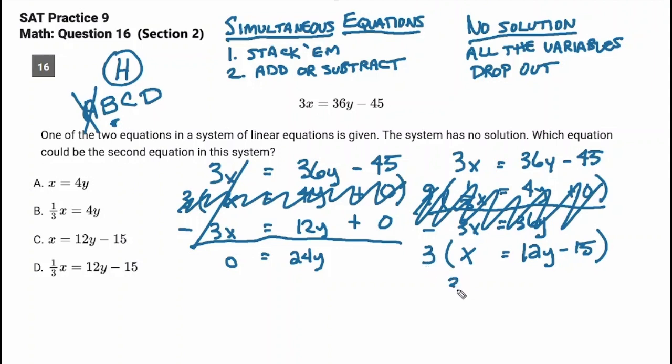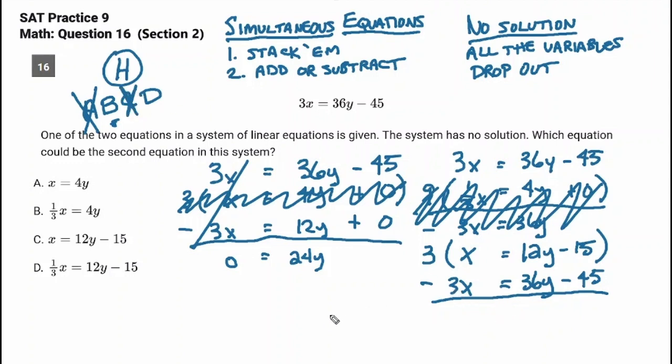So it's 3x equals 3 times 12, 36y, and then 3 times negative 15 is negative 45. Okay, so now think about this. When you add or subtract them, what's going to happen? Are all the variables going to go away? Yeah, I guess if you think about it that way, they are, but take a second look. This is the same equation. So if it's the same equation, it doesn't have no solution. That cannot be the answer. That is a very tricky answer.